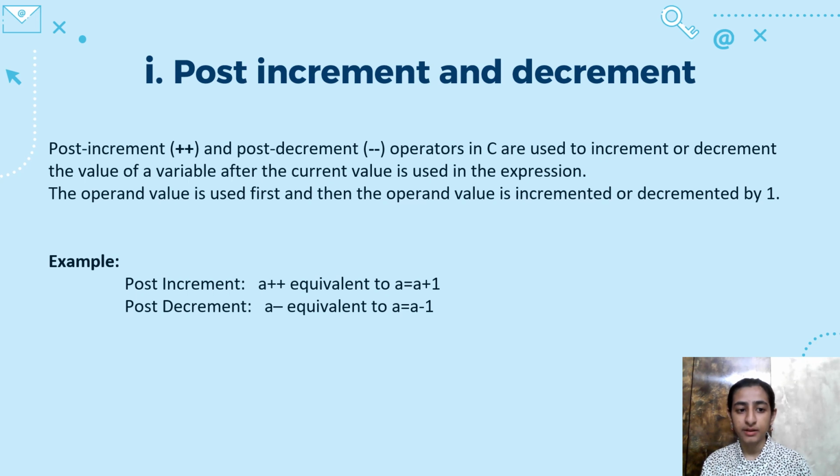Post-increment and decrement. The post-increment and decrement operators in C are used to increment or decrement the value of a variable after the current value is used in the expression. The operand value is used first and then the operand value is incremented or decremented by 1. For example, post-increment a++ is equivalent to a = a + 1. Post-decrement a-- is equivalent to a = a - 1.